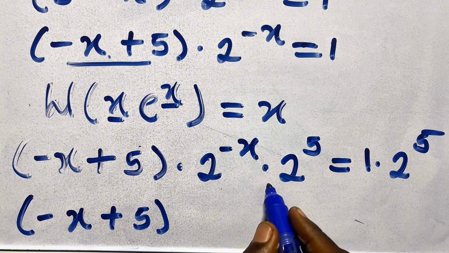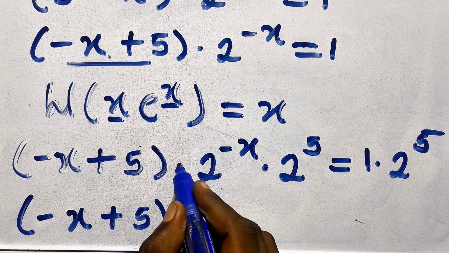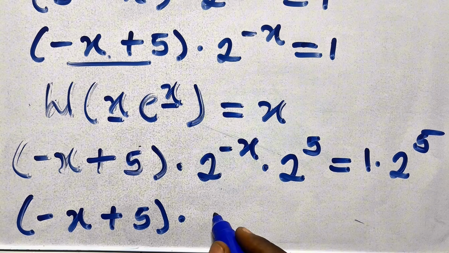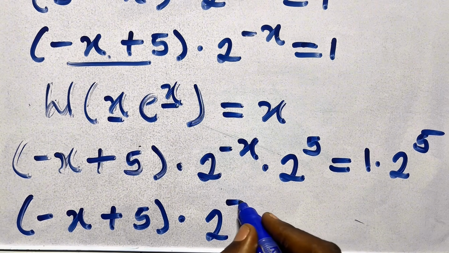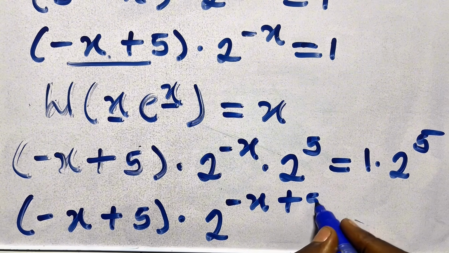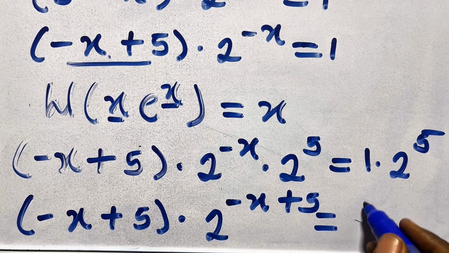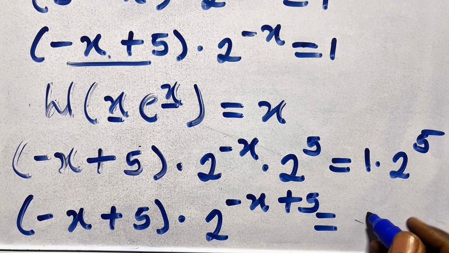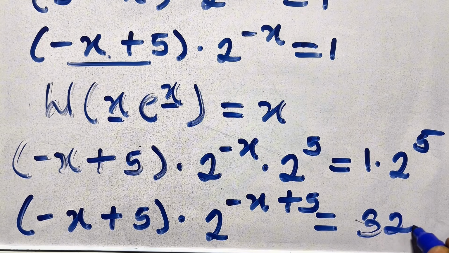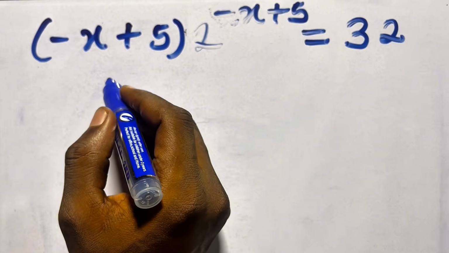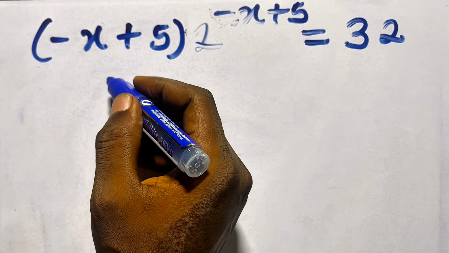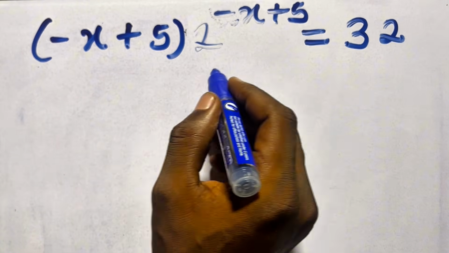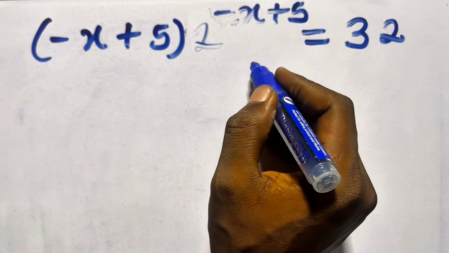From the law of indices, when numbers with the same base are multiplied, their powers are added. So we can add minus x plus 5. This equals 1 times 2 raised to the power 5, which gives us 32. That is, 2 raised to the power 5 is 32.